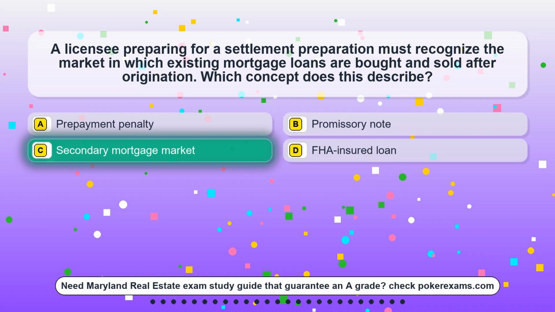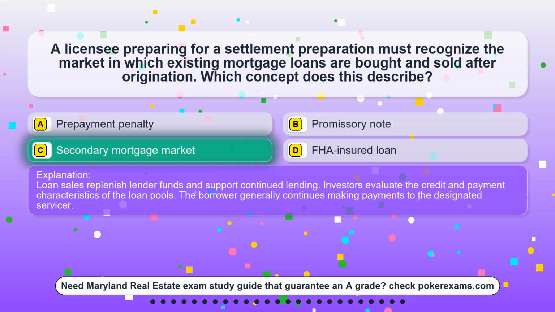The correct answer is option C, secondary mortgage market. Loan sales replenish lender funds and support continued lending. Investors evaluate the credit and payment characteristics of the loan pools. The borrower generally continues making payments to the designated servicer.